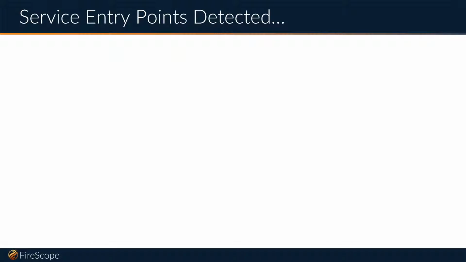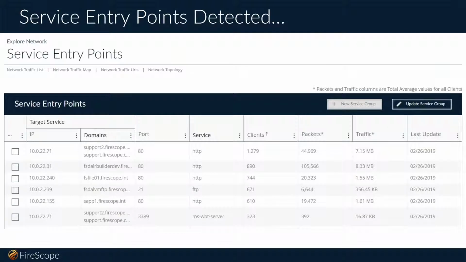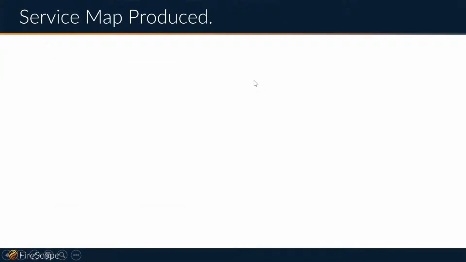Once we've got that, we're able to detect likely service entry points. This is where we've detected clients connected to machines that are servers. So we're saying this must be the start of something. We'll present you a list and you can say, yes, that's my service, that's the one I want to map, tick the box, create a new service group, and we'll go and map it.